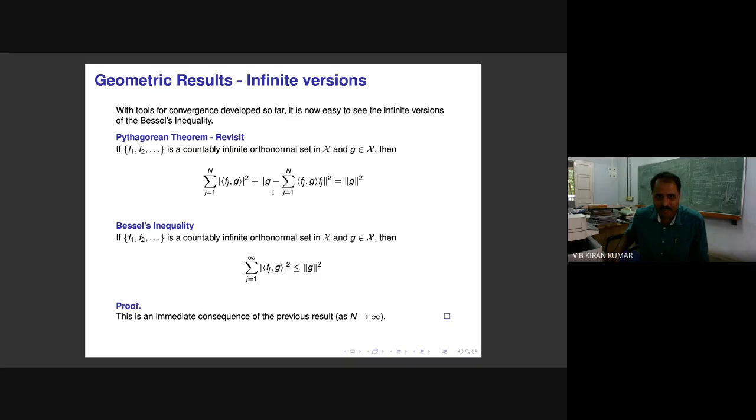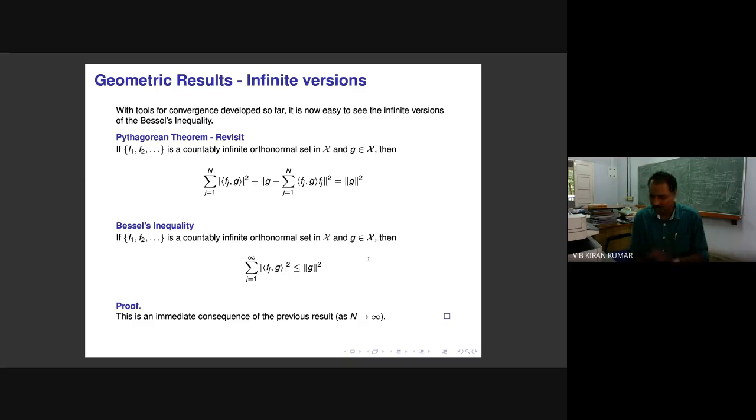Now look at here. As a consequence, this quantity is a norm square, so it is always non-negative. Therefore, the first quantity will be less than or equal to norm g square for every n. That is important. We have an infinite set here, so for every n you have this inequality. And the right hand side is independent of n. Therefore, if you apply the limit n tends to infinity, then this inequality will also be satisfied. So you will obtain Bessel's inequality as a consequence. So the summation j equal to 1 to infinity of mod of inner product of fj and g, whole square, is less than or equal to norm g square. So this is a very important thing. Just apply the limit and obtain this. Okay, so this is Bessel's inequality, the infinite version.